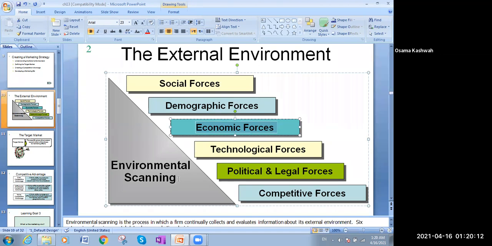Which one of them? And the case of employment, unemployment, because the more the unemployment in any society, the less the purchasing power for the society. From where will they get money if they are unemployed? So they won't be able to buy anything. So the flourishing economy helps to produce and market and sell more. Technological forces, and that's what we're living nowadays.